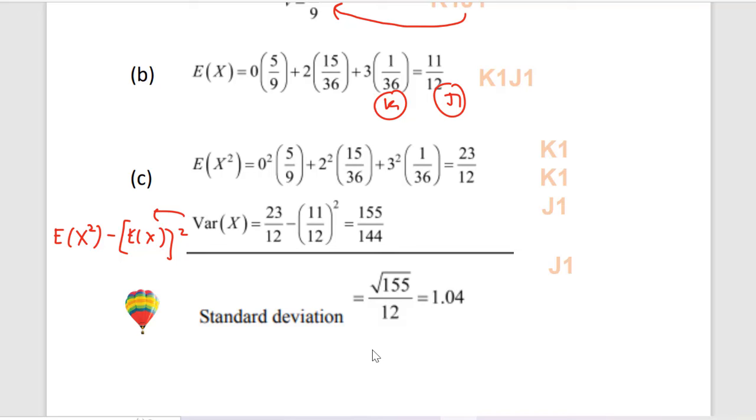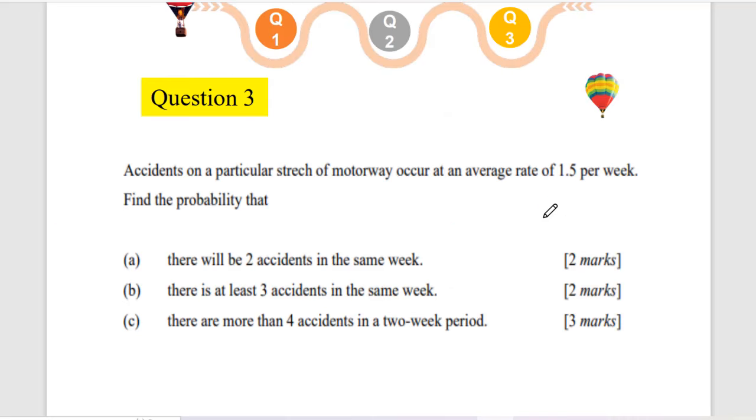So, markah dekat sini, okay, bila awak cari expectation X square, ini awak dapat 1K1. Okay, kemudian masukkan dalam formula, expectation X square minus bracket expectation X square ni dapat K1. Okay, and then jawapan dekat sini, ini dapat J1. Okay, and then awak masukkan dalam, dapatkan standard deviation, ini dapat J1. So, total dia adalah 4 markah dekat sini untuk part C. Okay, next, look at question number 3.